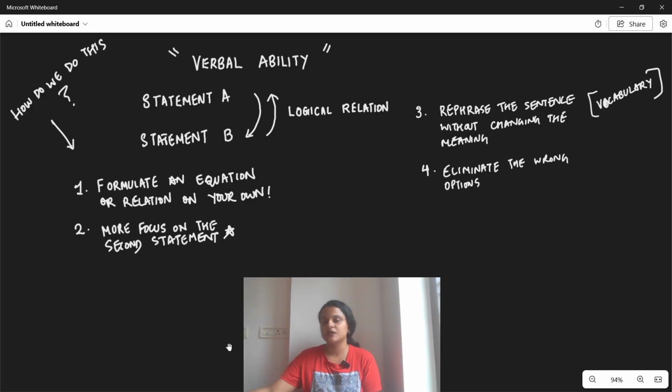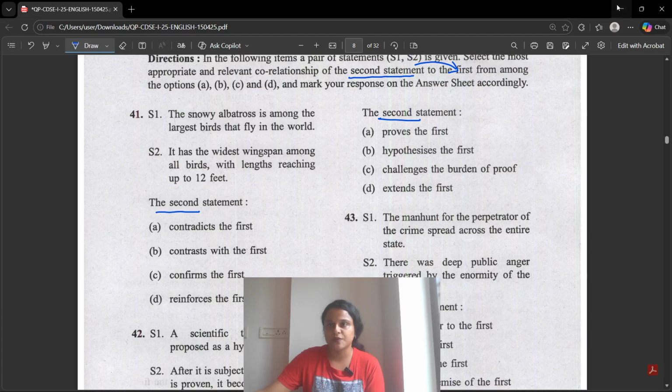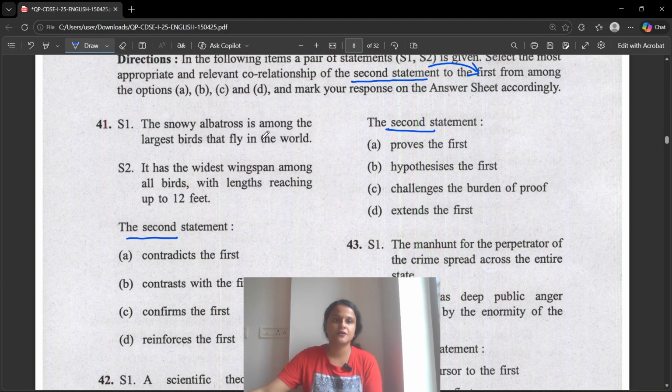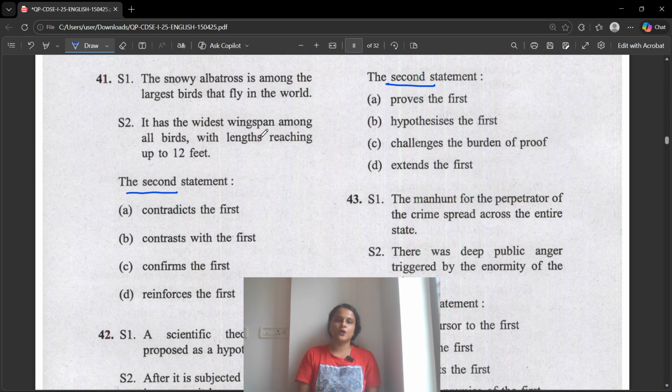Wonderful. So let's look at the first question. I'm going to do it with you slowly. Got it? Yes. So this is our question. Statement number 1 says, the snowy albatross is among the largest birds that fly in the world. Statement number 2, it has the widest wingspan among all birds with lengths reaching up to 12 feet.